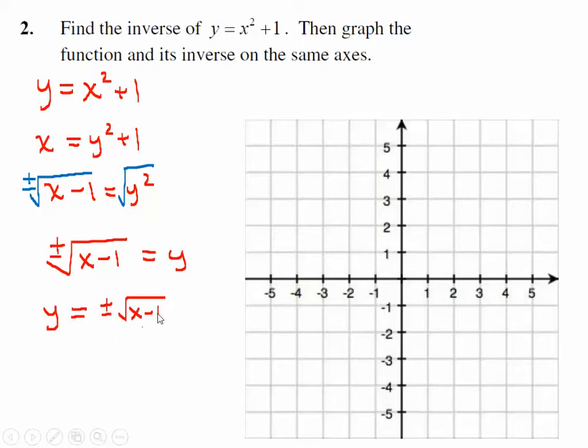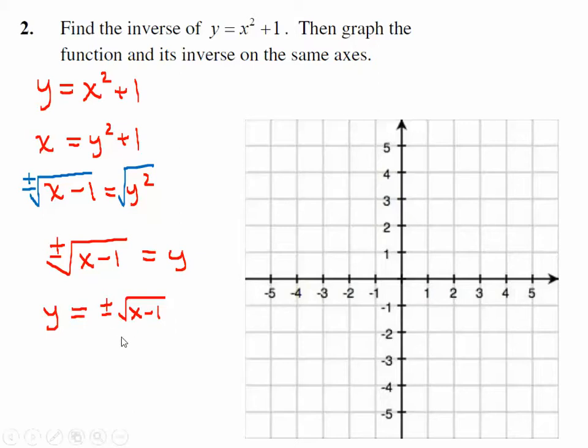So 5 minus 1 is a 4, right? Square root of 4 is a 2, but then I have a positive 2 and a negative 2. So for a 5, the answer is 2 and negative 2. And that's not a function anymore. I can't have one number plug in and a totally different output come out than the other.